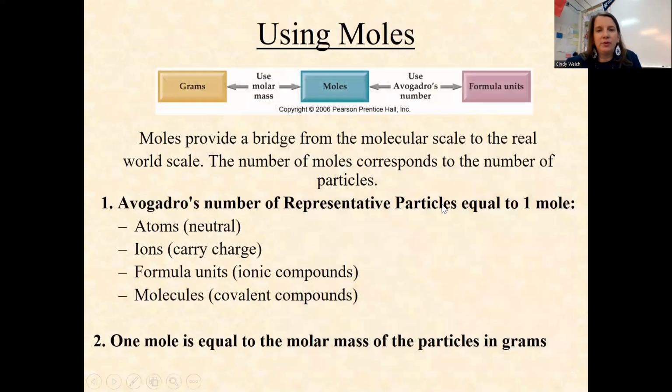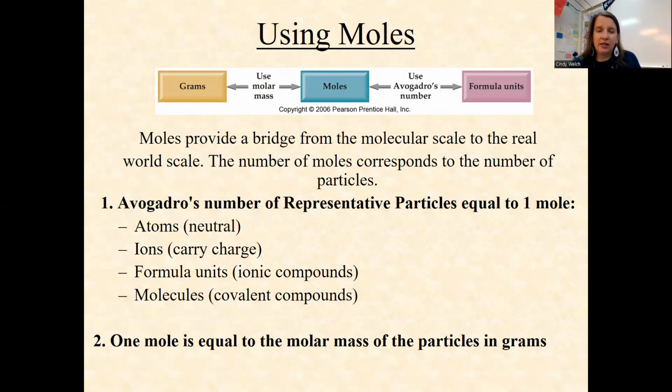So we're going to be doing our mole conversions using molar mass, using Avogadro's number to convert between those different kinds of units. So with Avogadro's number, which is 6.02 times 10 to the 23, that can be referring to any kind of substance. And we're talking about elements, we're talking about atoms. We could be talking about ions, which have a charge on them, whereas atoms are neutral.